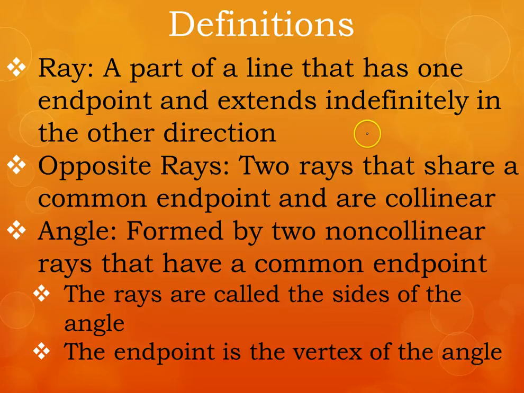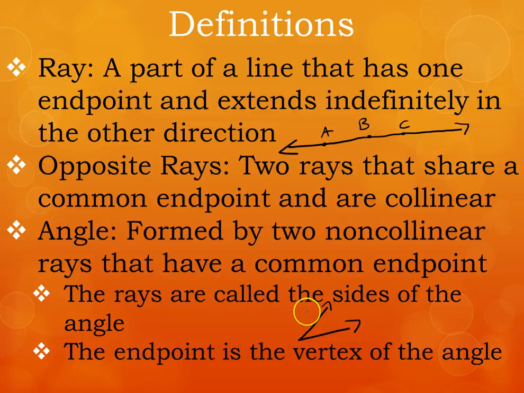So for example, if I have this one ray right here, and I have another ray going in the opposite direction using that same endpoint, and all the points on here are collinear with each other, then those rays are considered opposite rays. Now, if I have two rays that are not collinear sharing an endpoint, they form an angle. So I have one ray there and another ray right there, where the rays themselves are called the sides of the angle, and the endpoint is considered the vertex of that angle.